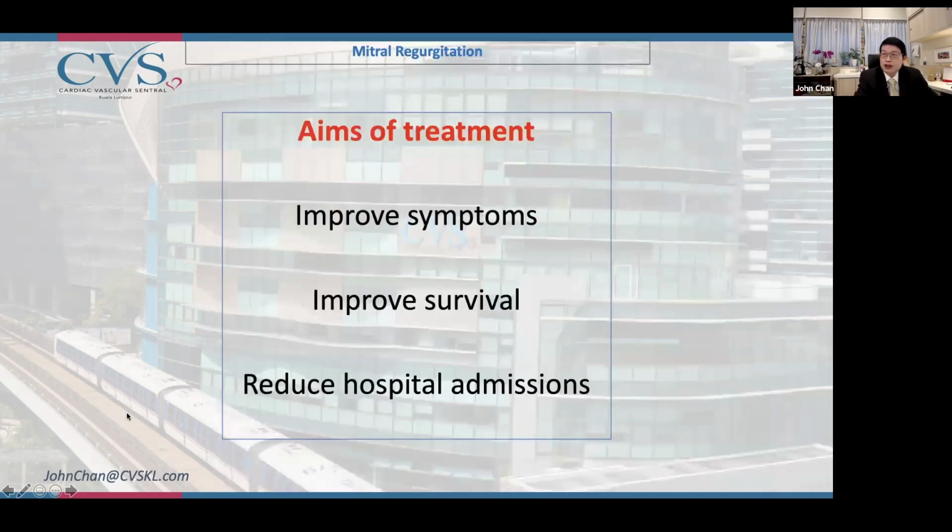So the aim of treatment in this condition is firstly to improve the symptoms. Patients typically get short of breath and are unable to do what they normally like to do. So one of the aims of treatment is to restore their quality of life back to what it normally is. And then of course to improve their survival back to normal, and also to reduce hospital admissions, to avoid patients needing to come into hospital because of heart failure.